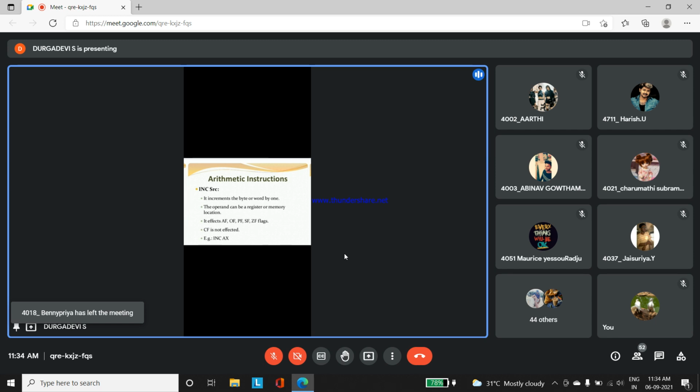So in assembly level language, instead of add, we have the instruction increment. What will this instruction do? For example, INC AX, if I put it, consider the value of AX is 5. INC AX means what will happen? What will be the value of AX after the execution of this instruction?